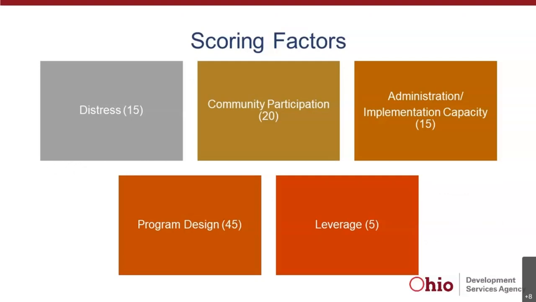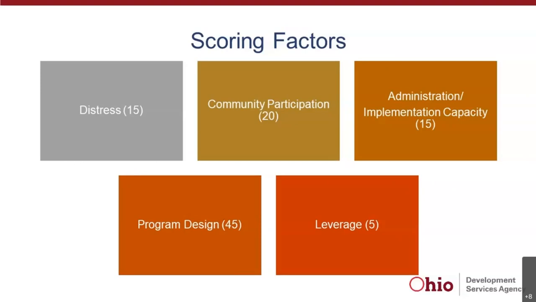Applications are scored in accordance with these five categories. Program design is worth 45 points and includes the comprehensiveness of the proposal, whether it addresses the needs of the target area, consistency with the application's neighborhood facilities inventory and other planning documents, and the extent to which the program results in an improved living environment.